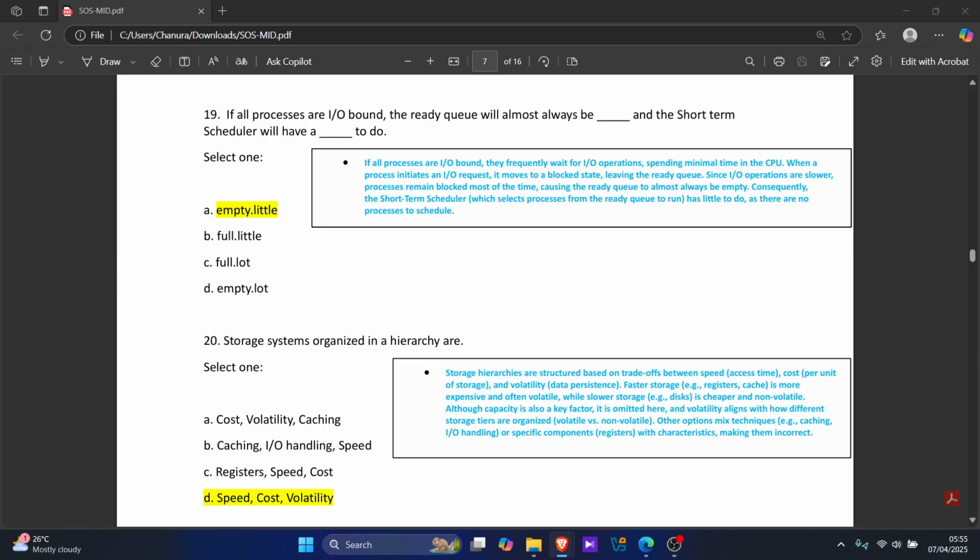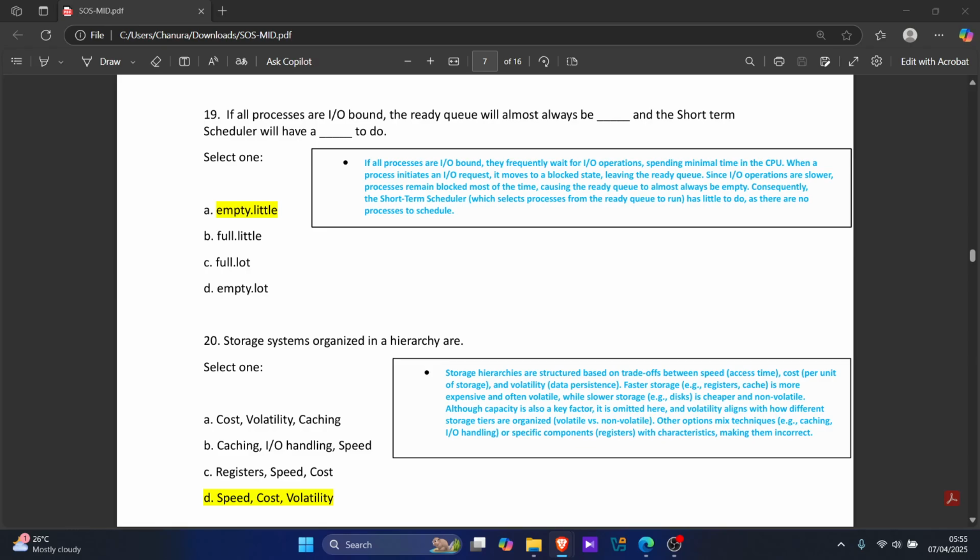Now, the short-term scheduler is responsible for selecting a process from the ready queue to run on the CPU. If the ready queue is empty, there's nothing for the scheduler to do. So, the short-term scheduler would have little to do because there are no processes ready to run. Putting this together, if all processes are I/O bound, they are mostly waiting for I/O, hence the ready queue is empty, and the scheduler has little work. So, the answer should be A, empty, little. Wait, but let me double check.